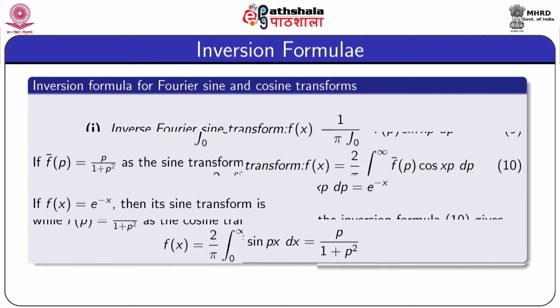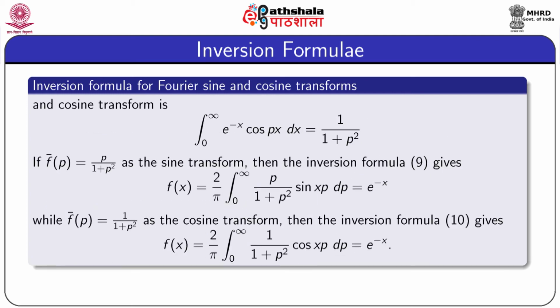If you take the cosine transform of the same function e to the power minus x, we obtain integration 0 to infinity e to the power minus x cos p x dx equals 1 divided by 1 plus p square. So, f bar p equals p divided by 1 plus p square. This is the sine transform of the given function e to the power minus x.